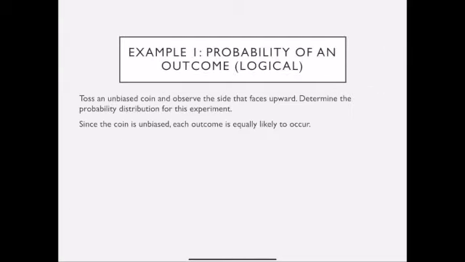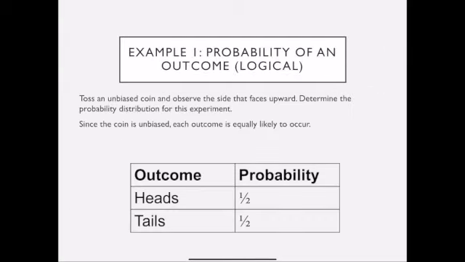So let's toss an unbiased coin and observe the side that faces upward, okay? And I want to determine the probability distribution for this experiment. Since our coin is unbiased, each outcome is equally likely to occur. So my options are heads or tails. I have one outcome out of my possible sample space, which is a size of 2, right? Because I only have heads or tails.